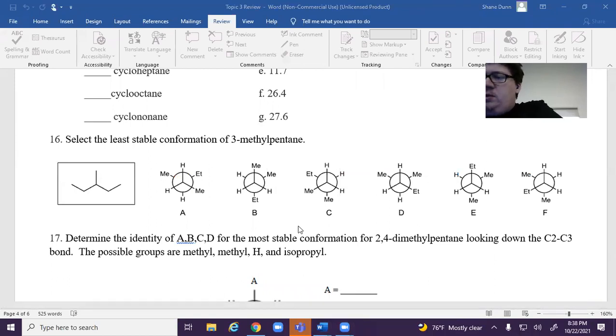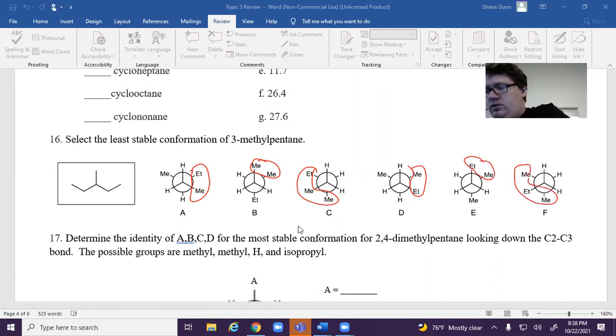Because none of them are eclipsed. None of them are on top of each other, right? So you've got some gauche right here, gauche right here, some gauche between these three, some here, some here, and some here. Gauche means they're next to each other and the electron clouds are interfering. On top of each other is eclipse.